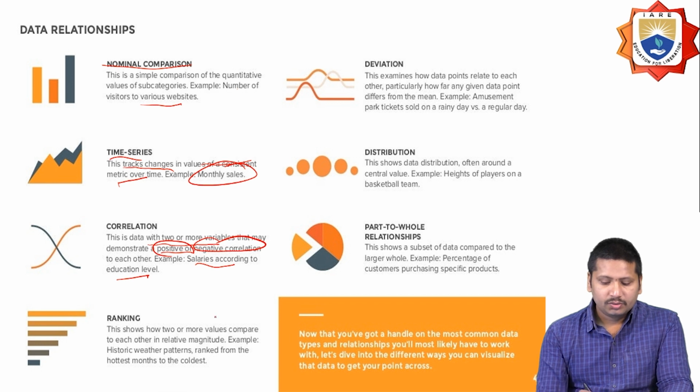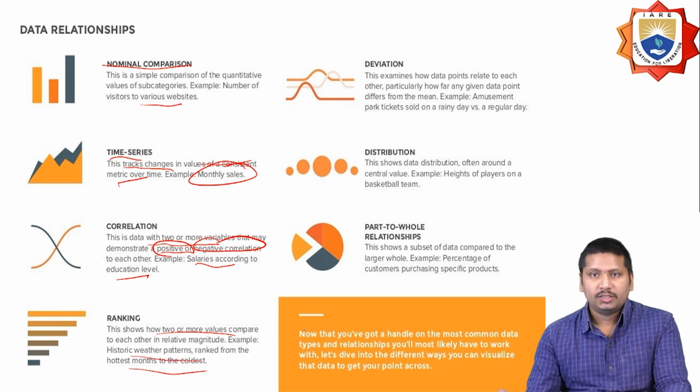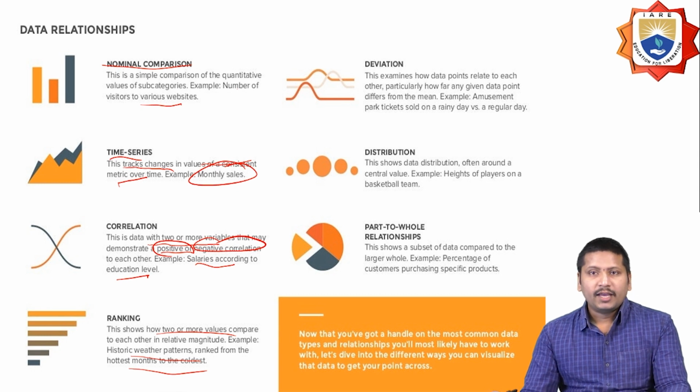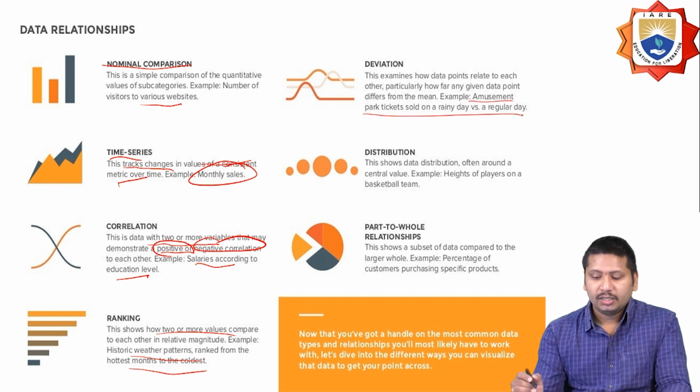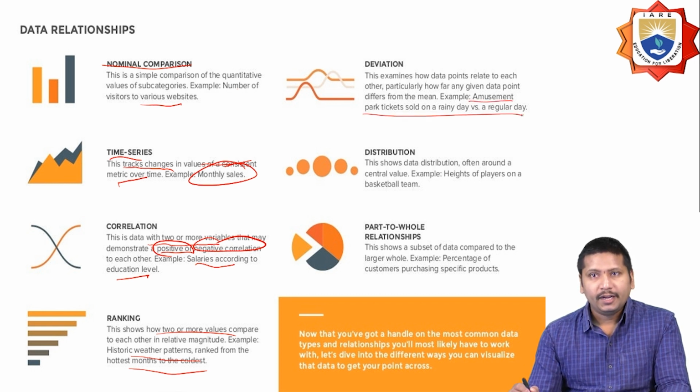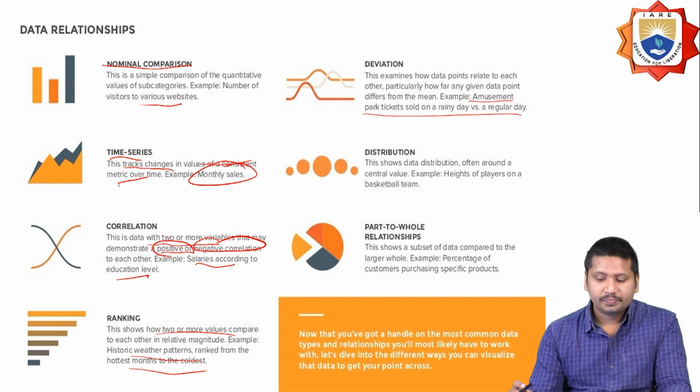And ranking means it should have two or more values compared to each other, like historic weather patterns ranked from the hottest month to the coldest. So ranking should also be there. And then deviation, that means how the data is going to be examined against each other, and that should vary with respect to the mean, like amusement park tickets sold on rainy days versus regular days.